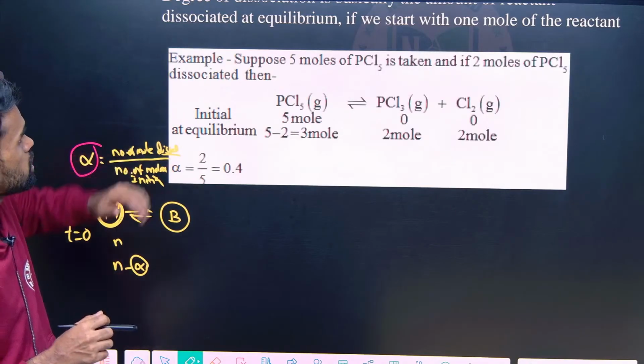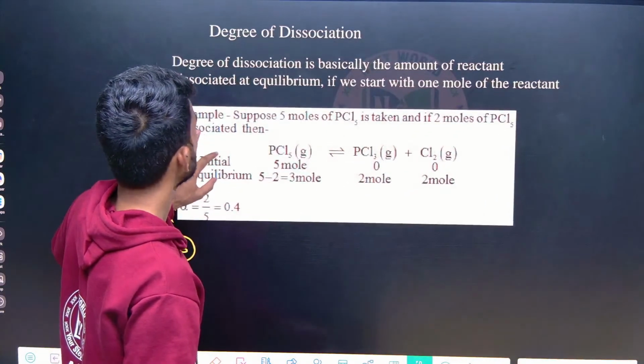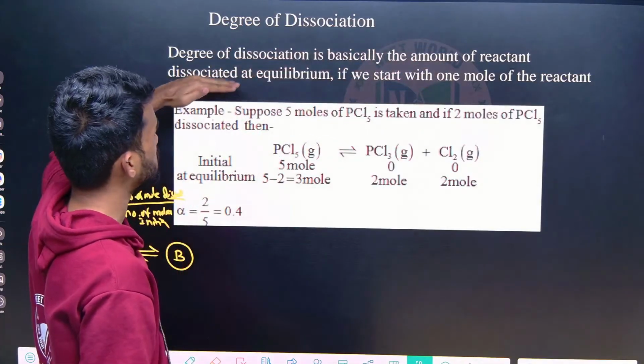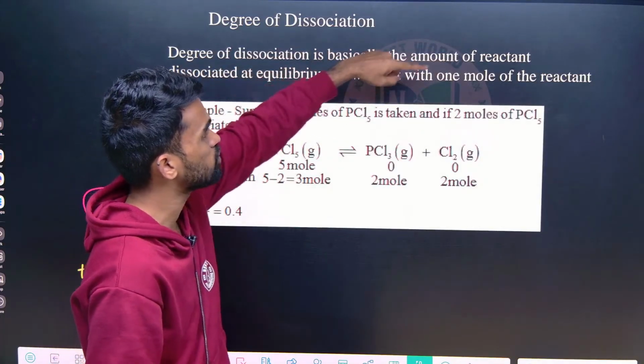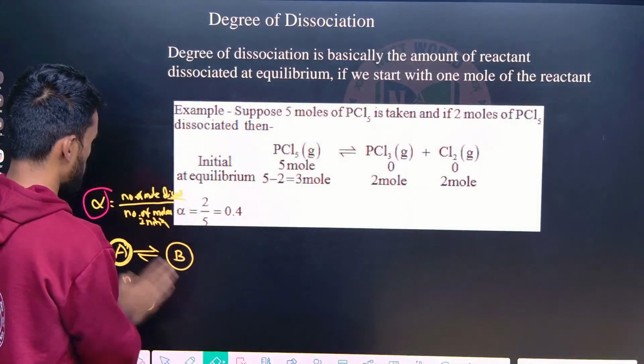So read this question once. See, degree of dissociation is basically the amount of reactant dissociated at equilibrium if we start with 1 mole of reactant. Okay, so now look at this question for understanding purpose.